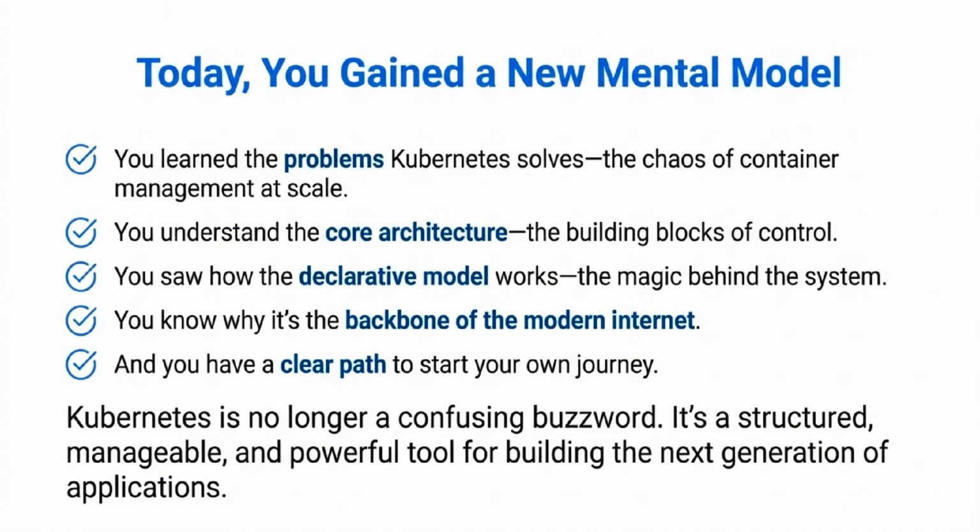Today, based strictly on what's in these slides, you gained a brand new mental model for Kubernetes. You learned the problems Kubernetes solves, the chaos of managing containers at scale. You learned the core architecture, the building blocks that create stability and control. You saw how the declarative model works, the magic behind how Kubernetes keeps everything running the way you want. You saw why Kubernetes is the backbone of the modern internet. And you now have a clear path for how to continue your learning journey.